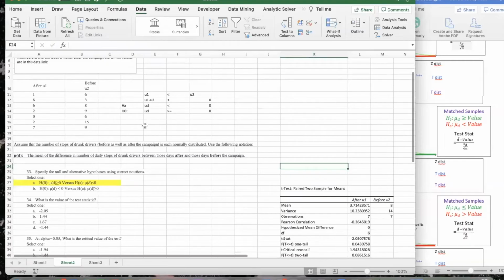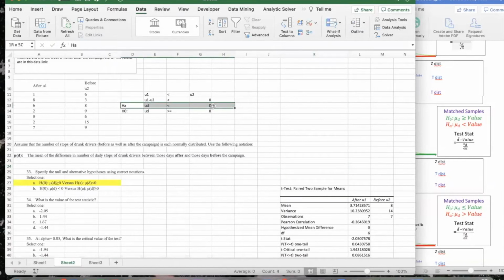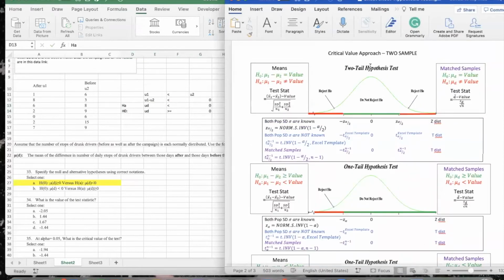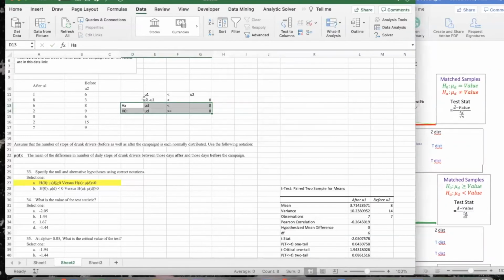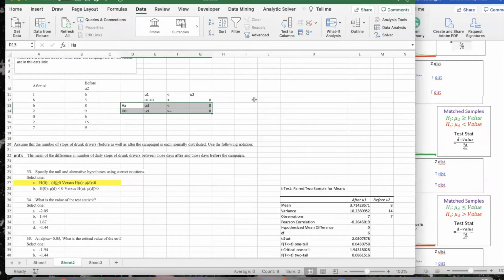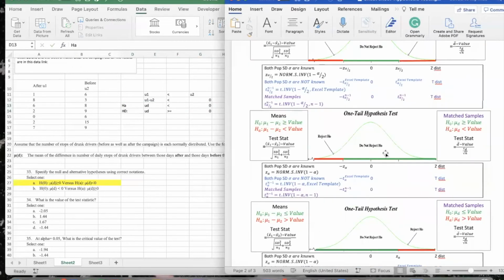Now, looking at this right here, our alternative, is this a one-tailed test or a two-tailed test? So let's just really quickly try to match this up with our cheat sheet. We have our alternative as less than. So that matches with this one, right? Mu of d is less than. You can see that this is a one-tailed hypothesis test, to the left, because it's less than.